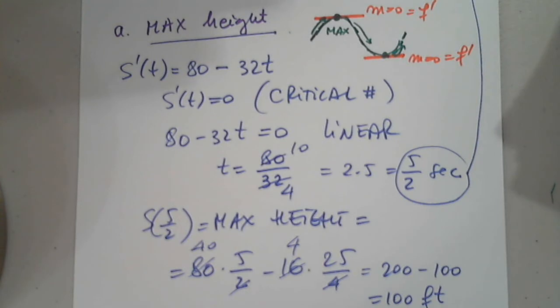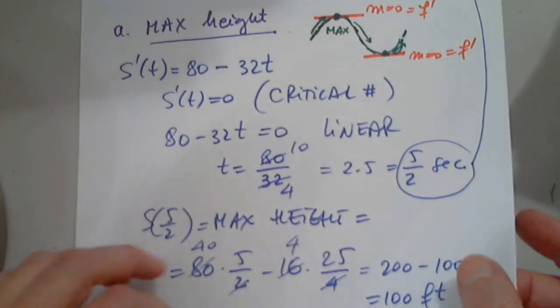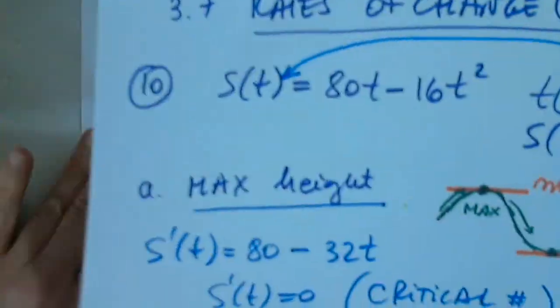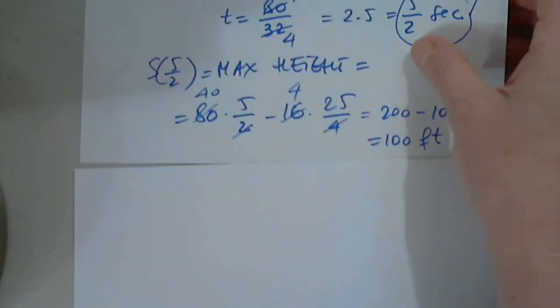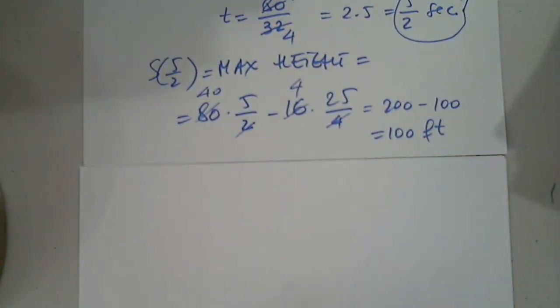And finally, in part B, what are they asking in part B? What is the velocity of the ball when it is 96 feet above the ground, on its way up and then on its way down? Okay, 96. So in that case, we want to determine the time.